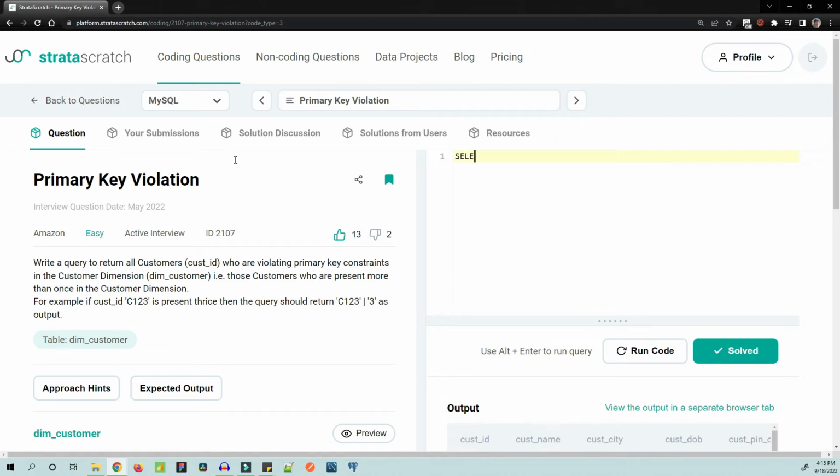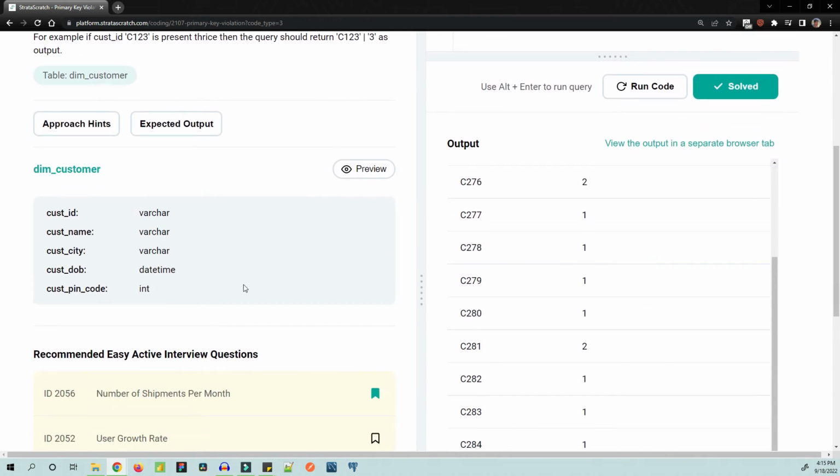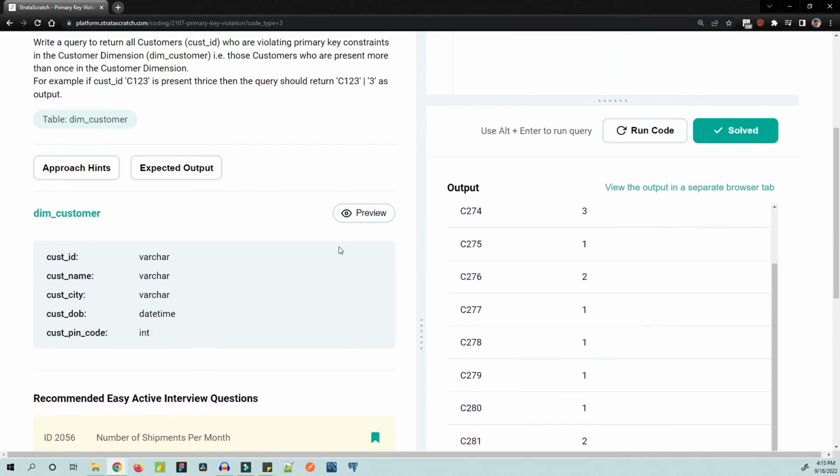Okay, so let's do a select star on dim customer. Now we need customer IDs which are violating, so we need cust ID and count of cust ID, and we will also need to group by on cust ID. That is how we will get the correct count, right? So let's see what this gives us. Yes, this gives us unique customer IDs and the count of their occurrences.